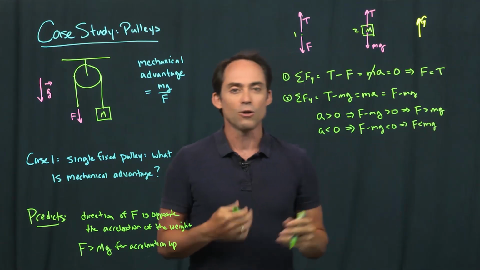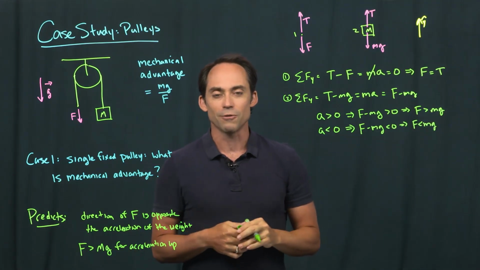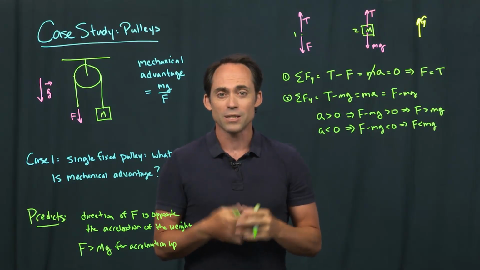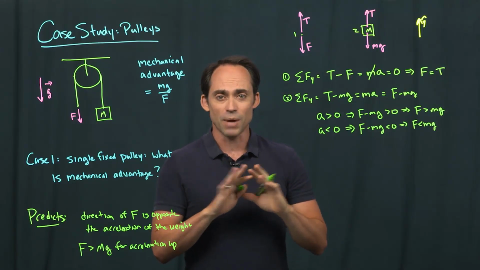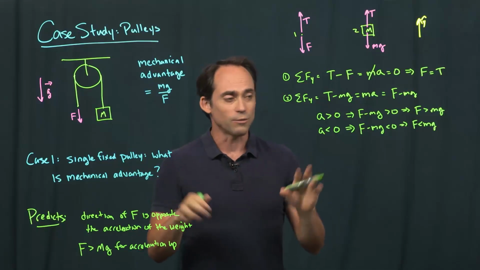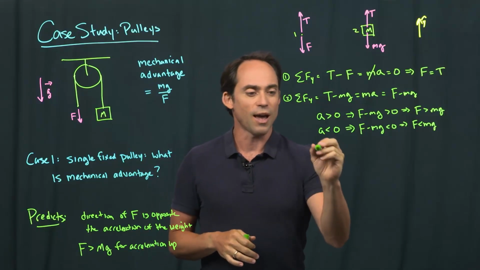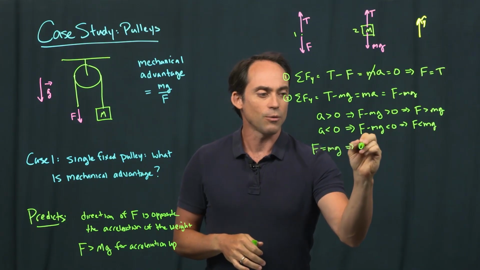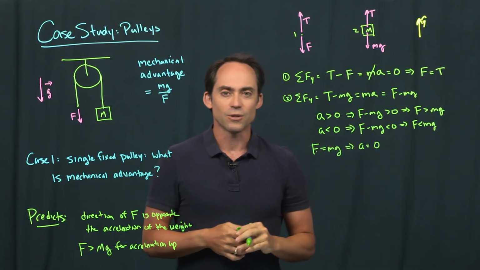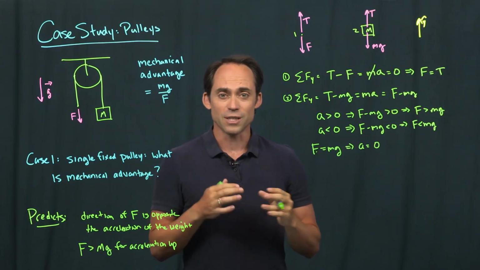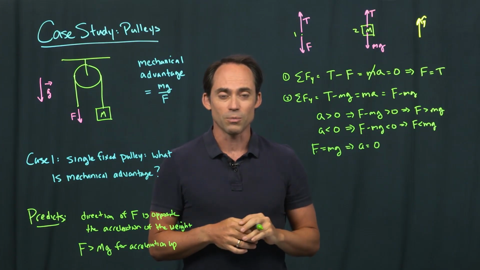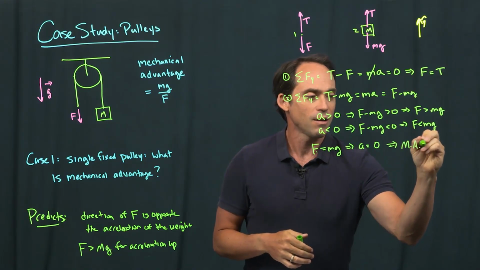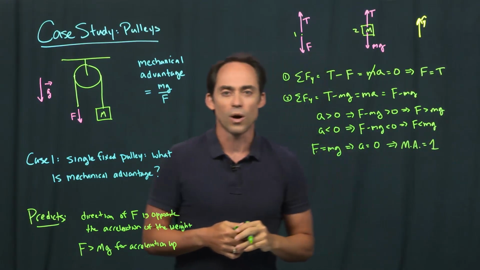So if I don't apply a force that's sufficient to cover the weight, then this object will start to fall down, which means that the mechanical advantage is going to be basically just 1, right? It's only the case where F equals mg that the acceleration is equal to 0. And so when I apply a force that's equal to the weight, that's the only case where I can actually hold up this weight. So this means that the mechanical advantage, MA, is equal to 1.